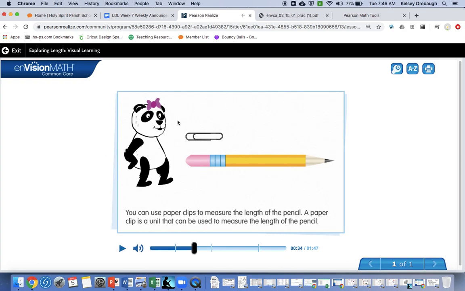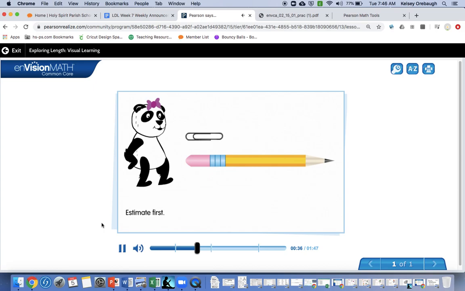So a paper clip is a non-standard unit because it's not something that we say inches or centimeters or yards or feet about. It's not a typical unit we use to measure. But because a pencil is a small object, we can use a small object like a paper clip to measure the length of this pencil.